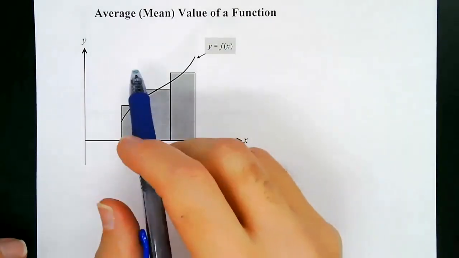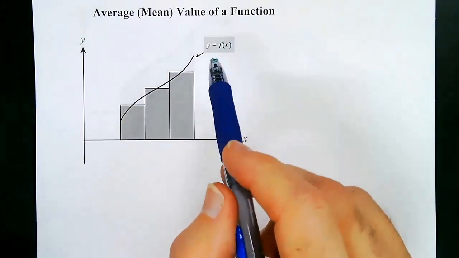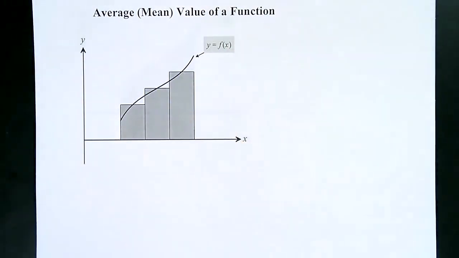So today we're going to talk about the average value of a function. It's also called the mean value of a function. And it's basically like this, okay? If you're trying to find the average of like your test scores, you add them all up and divide by how many there are, right?